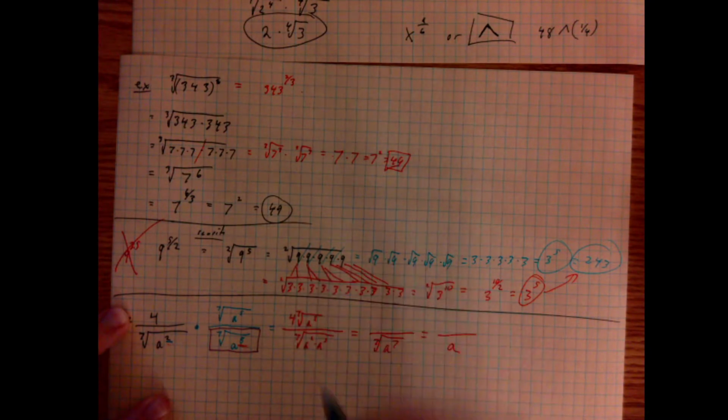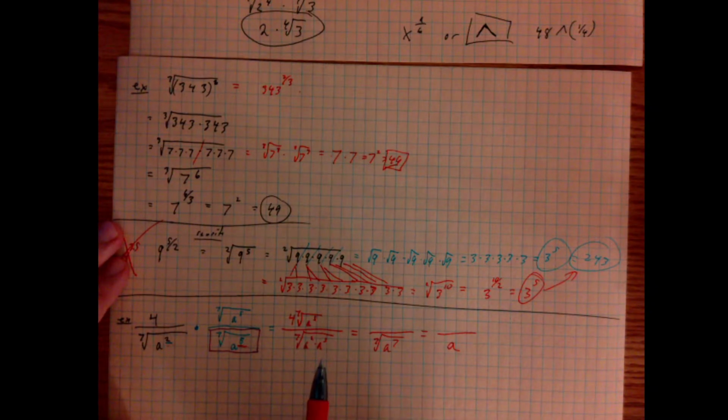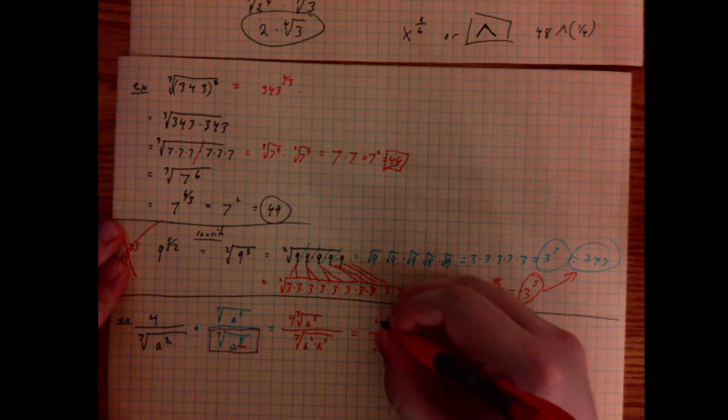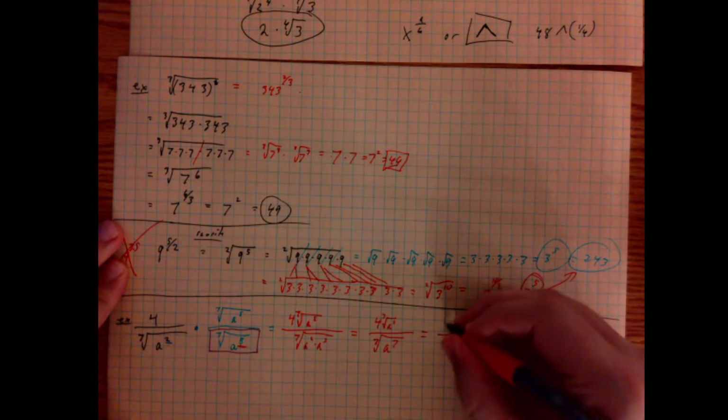On top, we have the 4th root of, the 4 times the 7th root of a to the 5th. A to the 5th cannot cancel with a 7th root because they're not the same power. Nor if I wrote this out would it make it any better, which means that on top it just stays the same, which is actually pretty common.